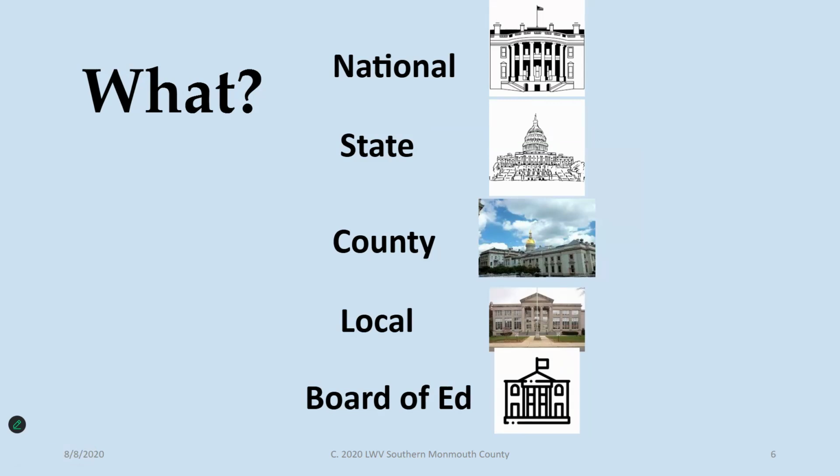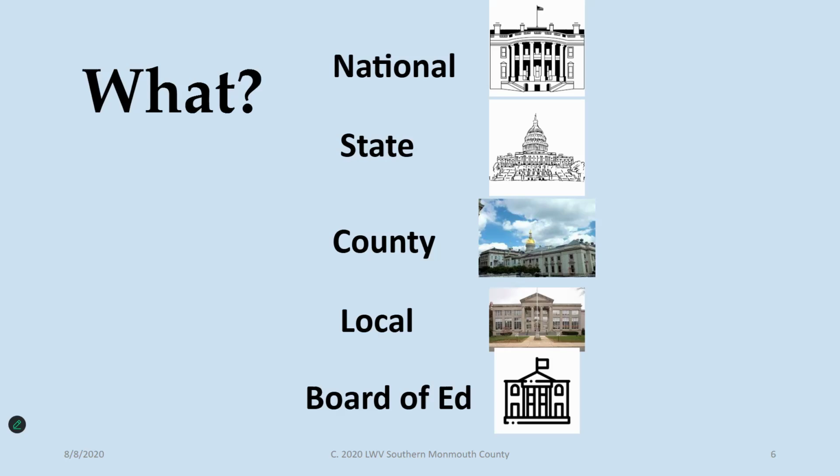At the local level, who do you vote for in your town? For example, some people vote only for council people, and then the council people elect their own mayor. But in some cities, the mayor is also elected. And then at the Board of Education level, you're electing people who make the decisions about what happens, about the policies that take place in your school, that guide what happens in your school.